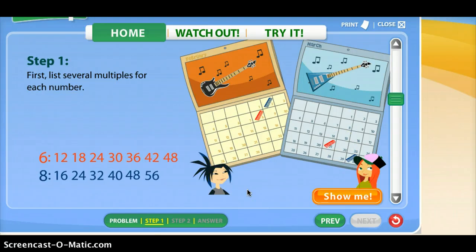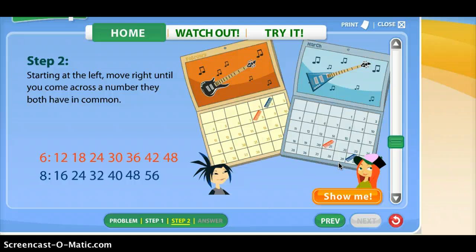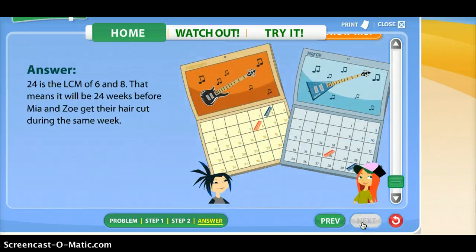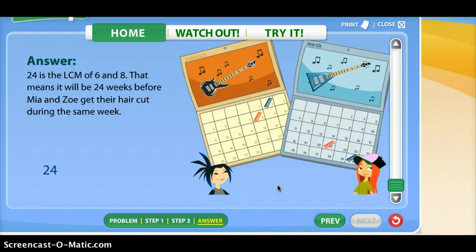Notice how our lists go from least to greatest. Starting at the left, move right until you come across a number they both have in common. You can see that both numbers have 24 and 48 as common multiples. But 24 is the least common multiple because it's the smallest. Since 24 is the lowest multiple they have in common, 24 is the LCM of 6 and 8. That means it'll be 24 weeks before Mia and Zoe get their hair cut during the same week. That's a long time.